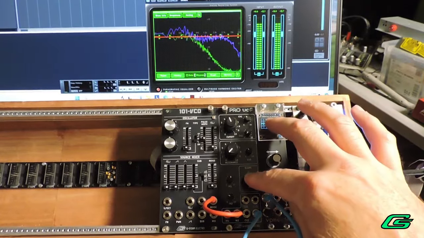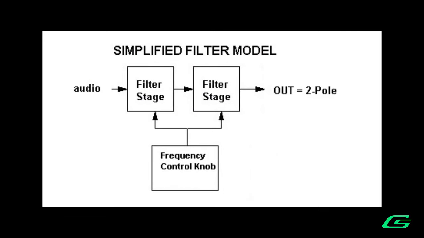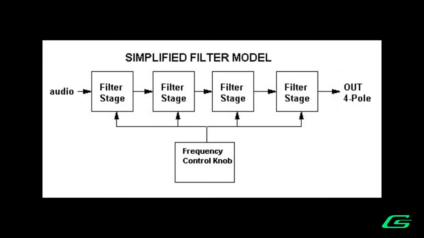So what's going on here? This is an oversimplified filter diagram model. Our filter is actually a composite of filter stages. Each stage receives the same frequency cutoff voltage. For each stage we add to the model, we get more filtering of the frequencies above the filter cutoff. So cascading 2 filter stages in series, we get a 2-pole roll-off slope characteristic. If we cascade 4 stages, we get 4-pole roll-off.